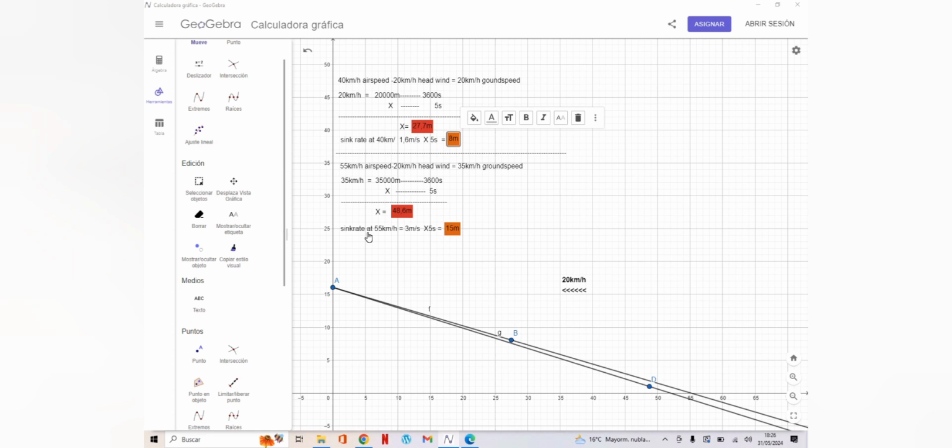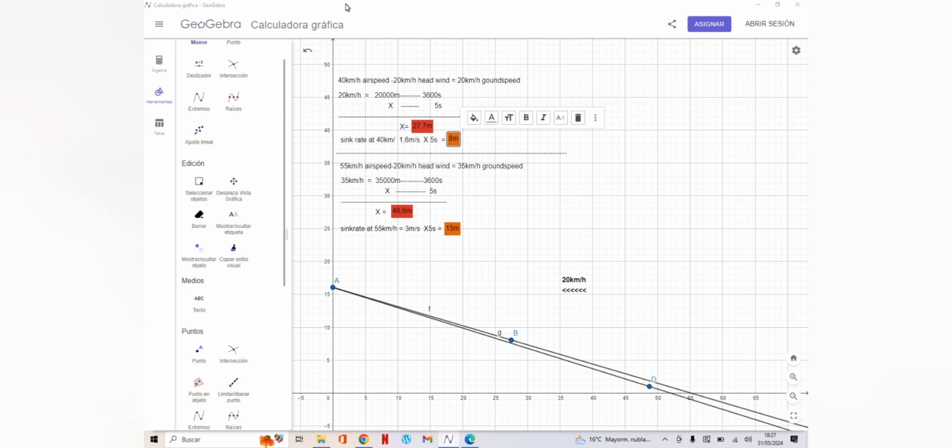All right, so at the speed of 55 kilometers per hour minus 20 is 35 kilometers per hour ground speed, which is 35,000 per 3,600 seconds. So in 5 seconds, we made it to 48.6 meters. But we sank 3 meters per second, times 5, it's 15 meters sunk. So from 16 we sank to 1 meter, and we went forward 48. So we went to point D. The line between A and D, when you touch the ground, is around 3 or 4 meters shorter.